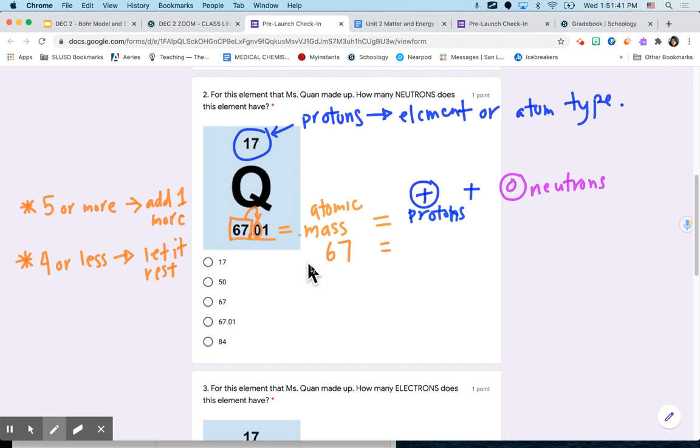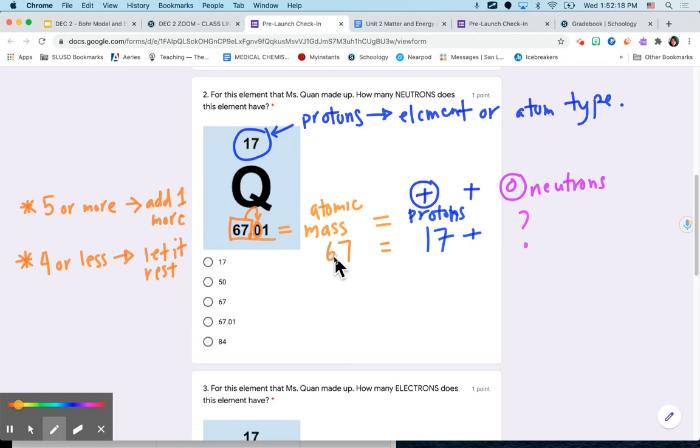All right, so 67 plus the number of protons that I have, 17, and the number of neutrons I have will add up to 67. So some of you can look at this and be like, oh, okay, I think I can figure out how many neutrons I have. And some of you might look at this and be like, I have no idea how to figure this out, right? And that's okay. So let me go over this if you don't see how to figure out how many neutrons you have yet.